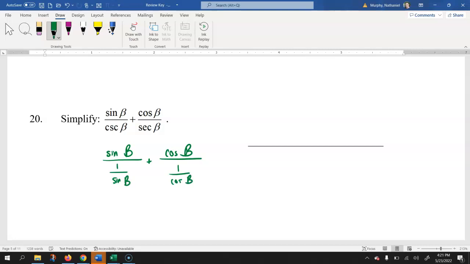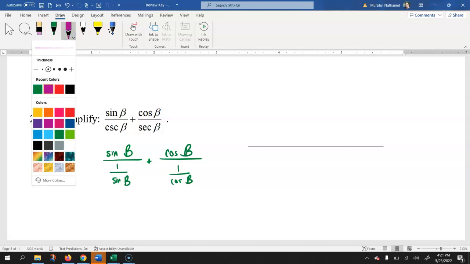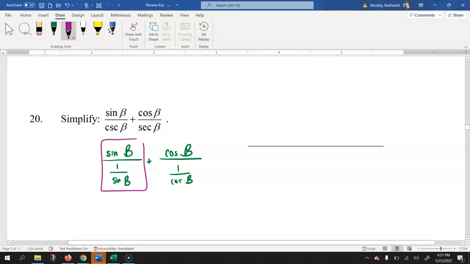So remember, the cosecant's the reciprocal of the sine function. The secant's the reciprocal of the cosine function. Well, how does this help me? Well, let's simplify this piece using keep, change, flip. So we'd keep sine of beta, keep the numerator, and flip the denominator. When I flip the denominator, sine of b over 1 is just sine of b.